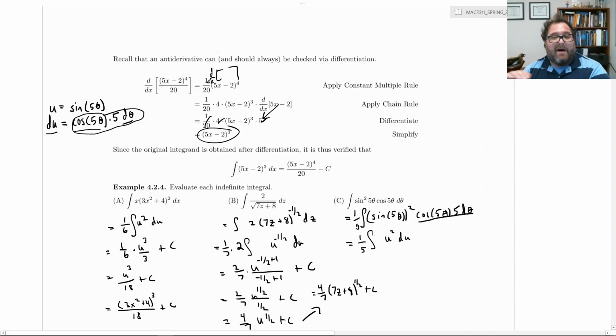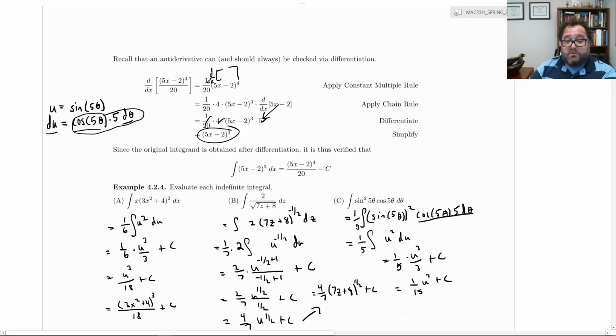So now I have this complicated trig situation. When I make my change of variable, all I have is u squared with the 1/5 out front. That's way simpler. Okay, and then this equals 1/5. All I have to do is anti-differentiate u squared, and of course I get u cubed over 3 plus c. On the bottom I have 5 times 3, it's 15, so I get 1 over 15 times u cubed plus c.